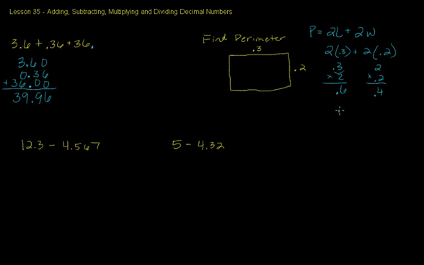Alright, so we have 0.6 plus 0.4. Now this gets tricky right here. So 6 plus 4 is 0. We bring down the decimal place, we carry the 1. So 0.6 plus 0.4 equals just 1, because 1.0 is 1.